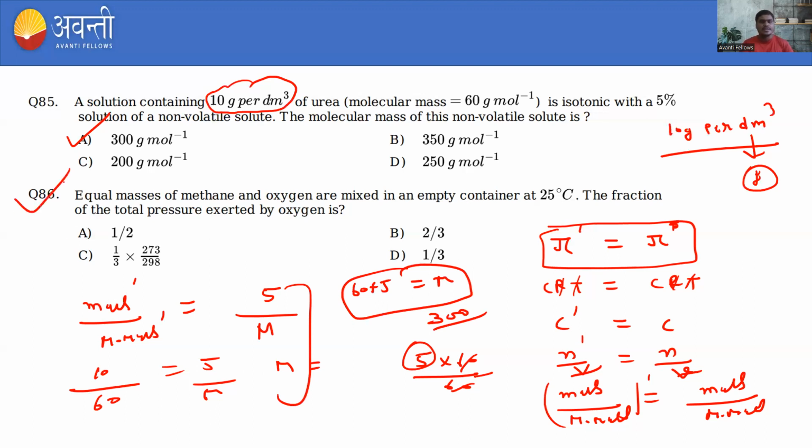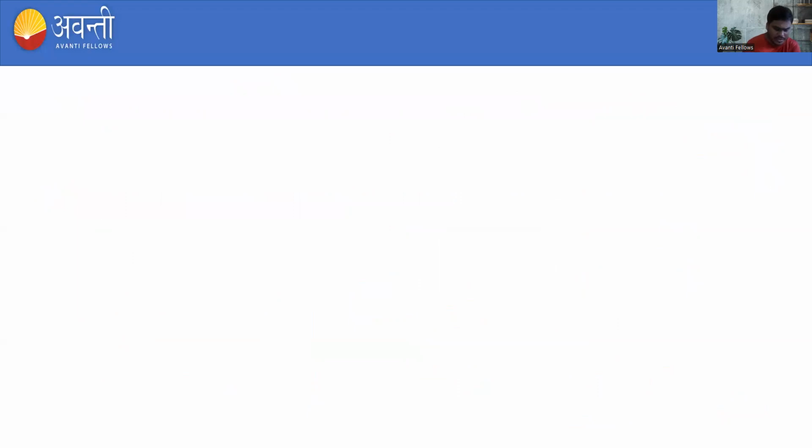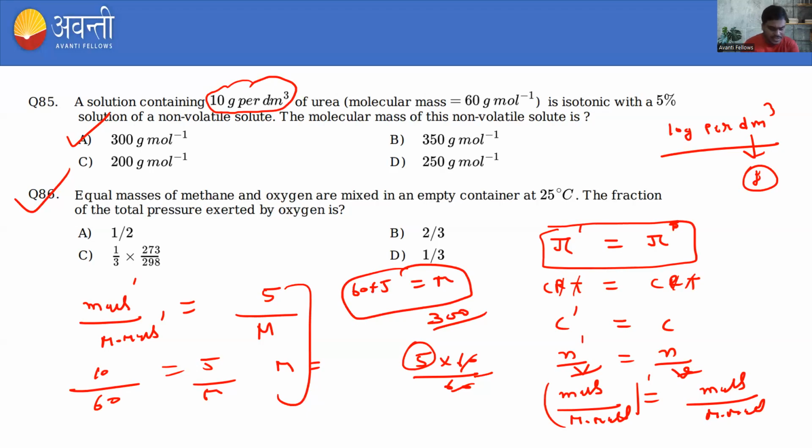So now 86. Equal masses of methane and oxygen are mixed in an empty container at 25 degrees. The fraction of the total pressure exerted by the oxygen is? So equal masses of all these are taken in the container. You just have to calculate the value of this. So what is the value of this? It's very simple, that is 1 by 3. Just try to solve. Many of you can solve this question. This is a very easy one. Just use which law? Dalton's law, right. So the total pressure exerted by the oxygen is this, that is 1 by 3.